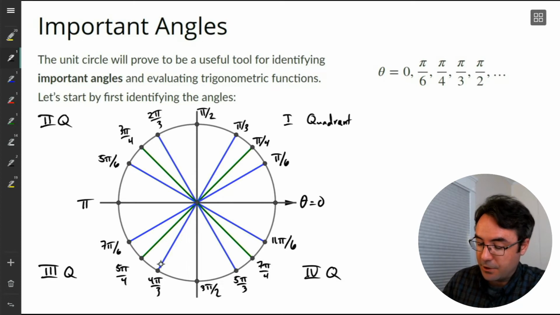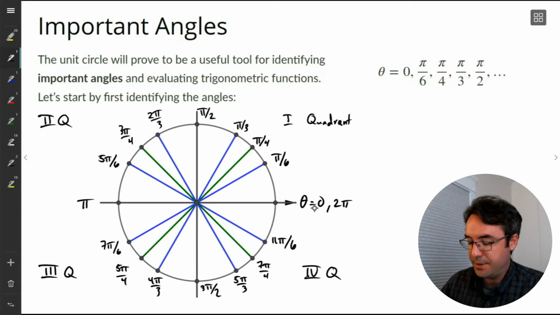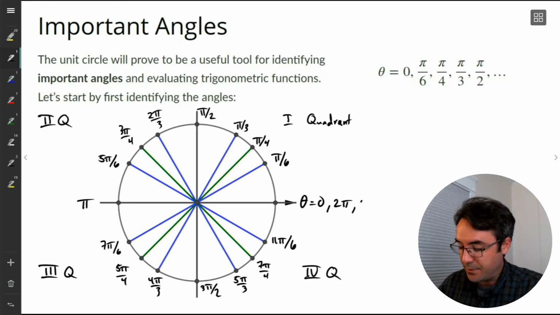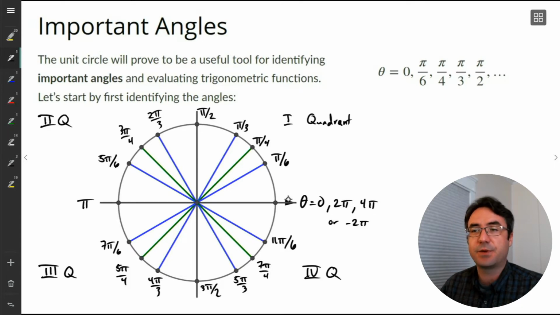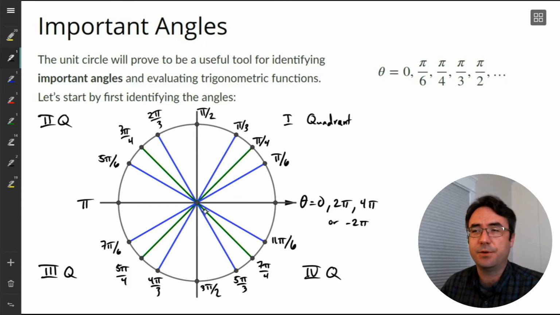And if we start at 0 and go around the circle one full revolution, then we're back to 2 pi. So theta equal to 2 pi would also be describing the positive x-axis. Same thing with 4 pi or negative 2 pi. All of these are going to be describing the positive x-axis. So it's just multiples of 2 pi here. In the case of 4 pi, we're just going around the circle 2 times, and then we're back to where we started.